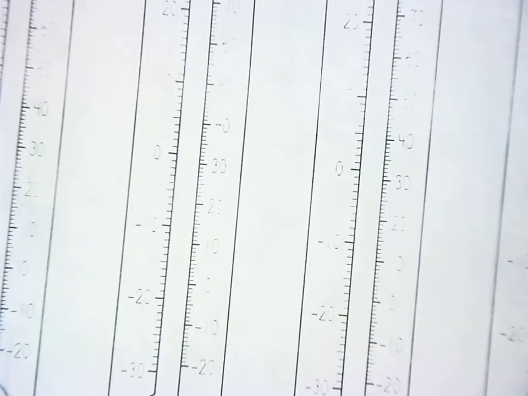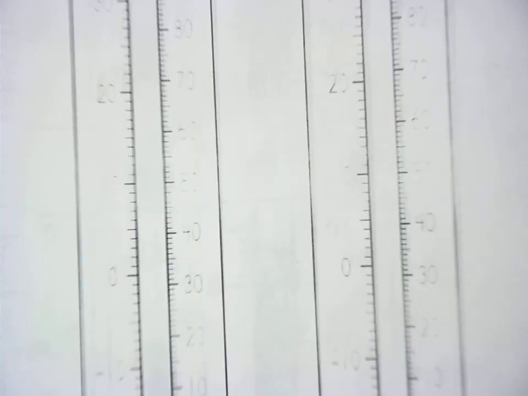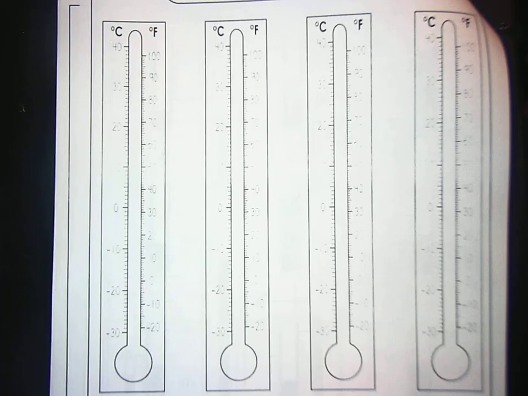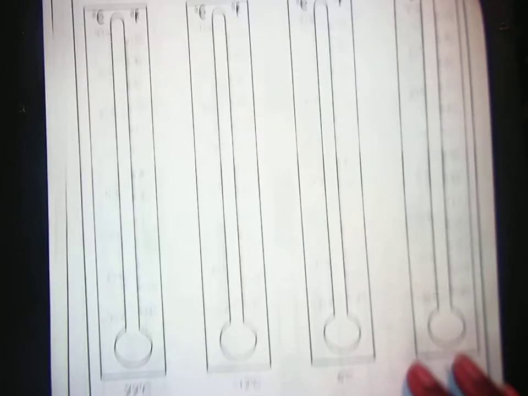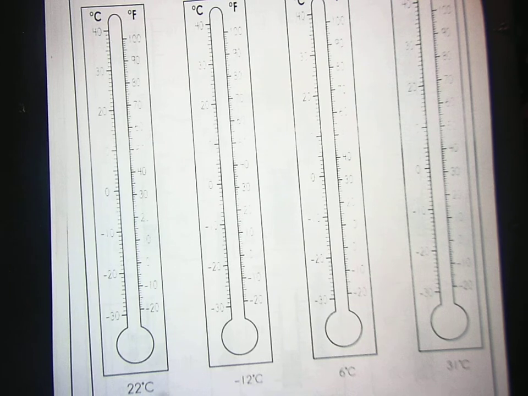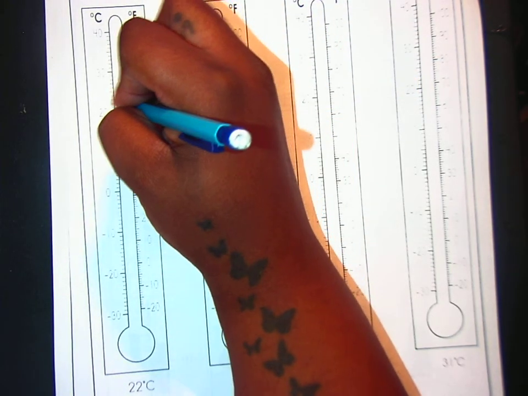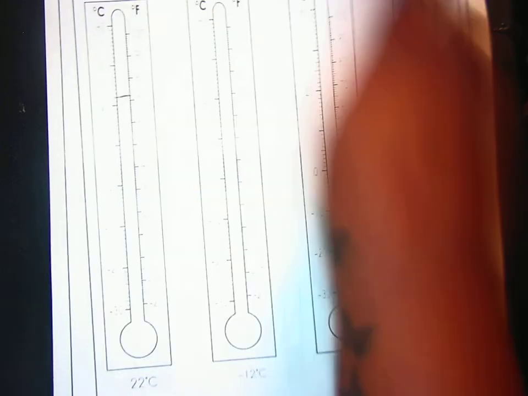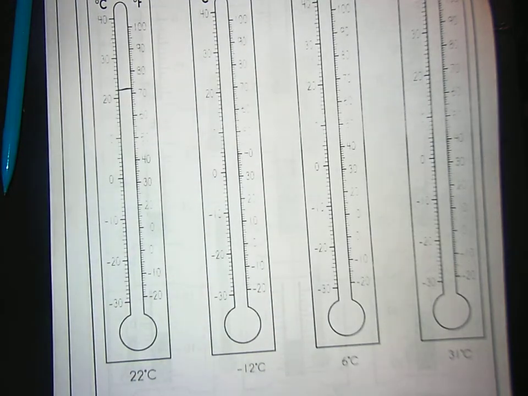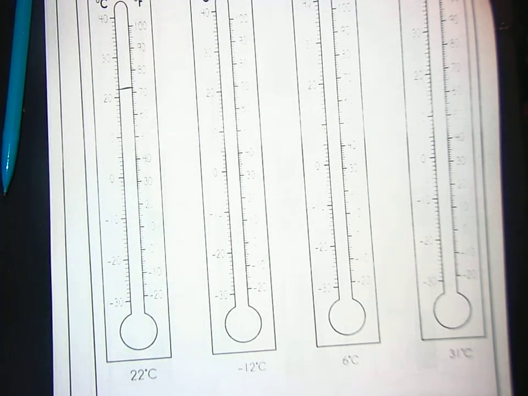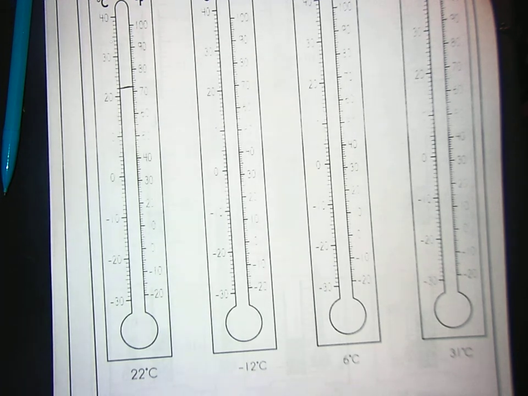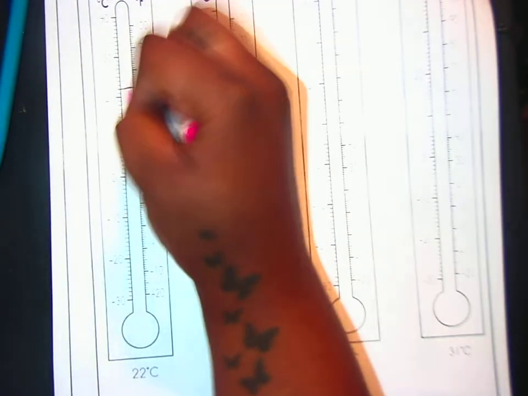And for our last Celsius activity, you're going to be graphing the Celsius degree for yourself, okay? So this one says 22 degrees Celsius. I'm going to come up till I find 22 degrees Celsius right here. And then, honestly, I'm just going to shade in my thermometer.